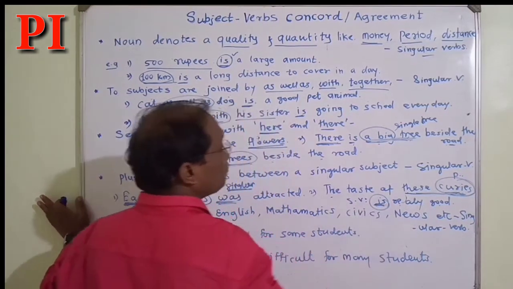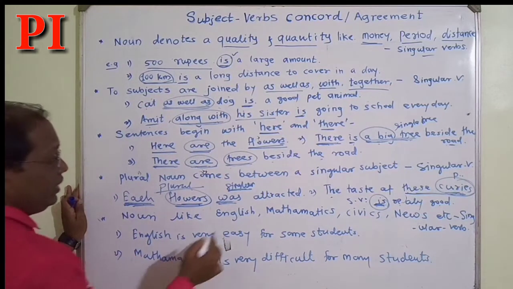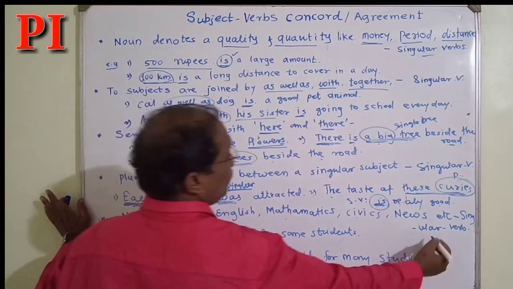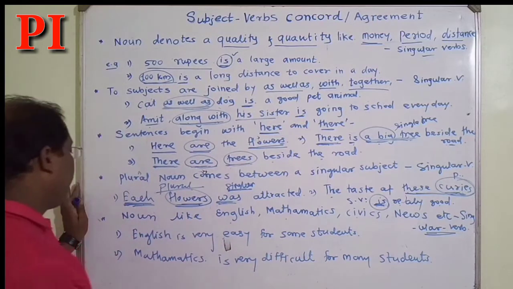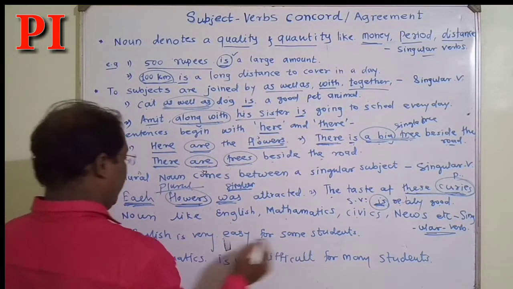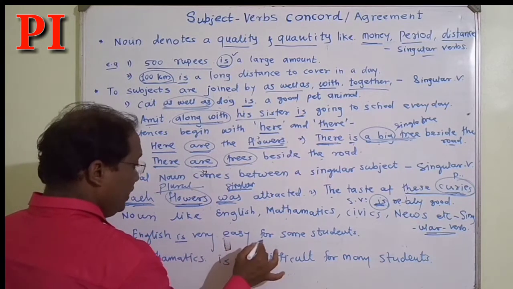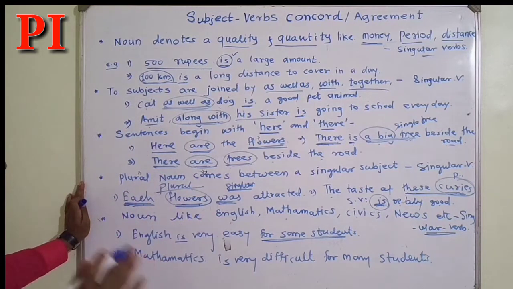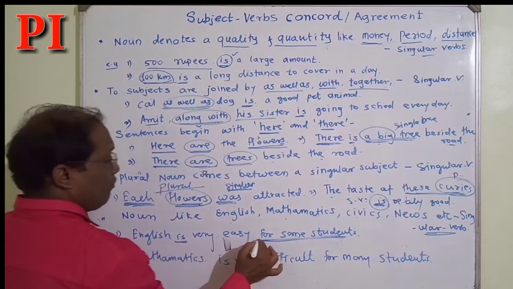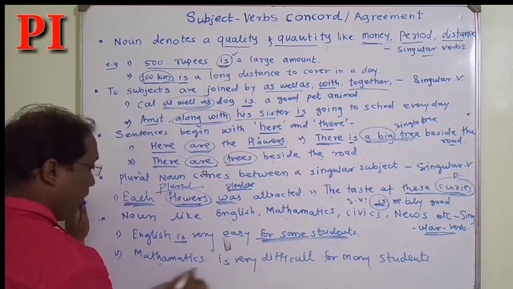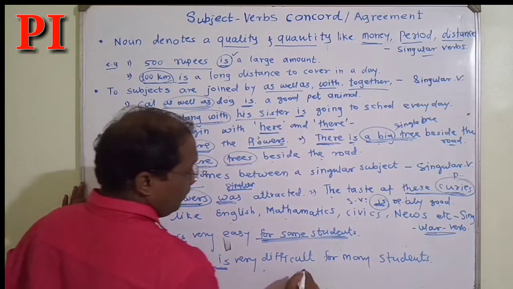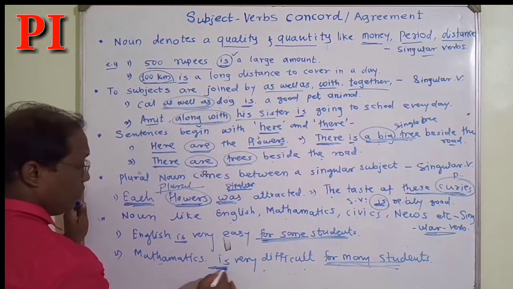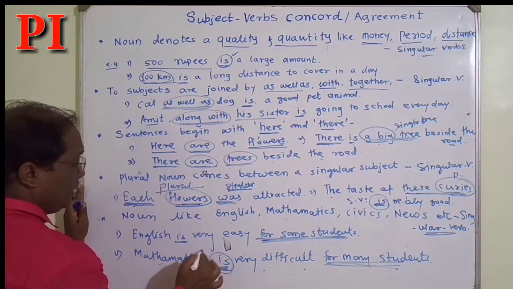Then nouns like English, mathematics, civics, news, etc. At that time we use a singular verb. Let's see. English is very easy for some students. Some students is separate from the subject. English is very easy for some students, and mathematics is very difficult for many students. So many students are there, but for those many students, mathematics is very difficult.